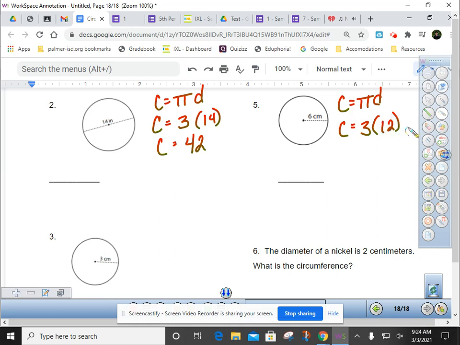Everybody get that? Everybody get where I got the 12? Yes, ma'am. Radius is 6, the diameter is 12. And what's 3 times 12? 36. Pretty simple, yeah? Yes.